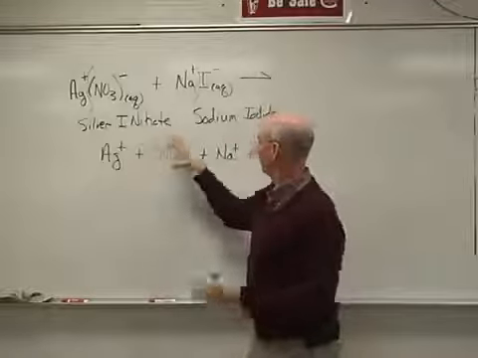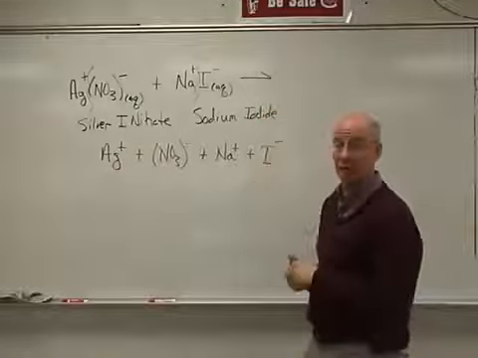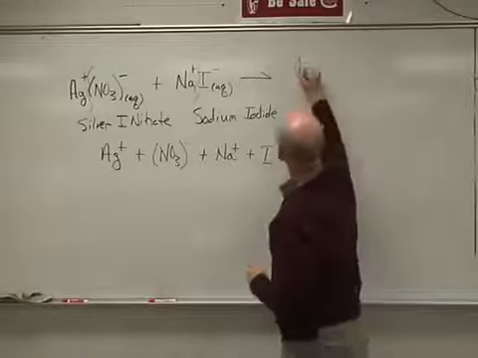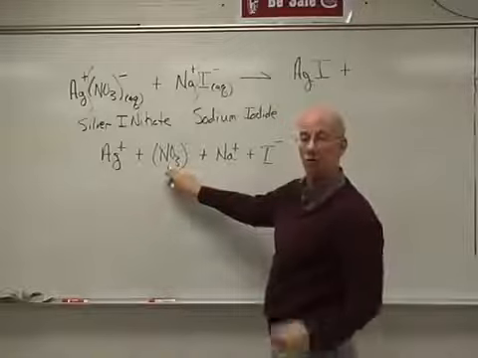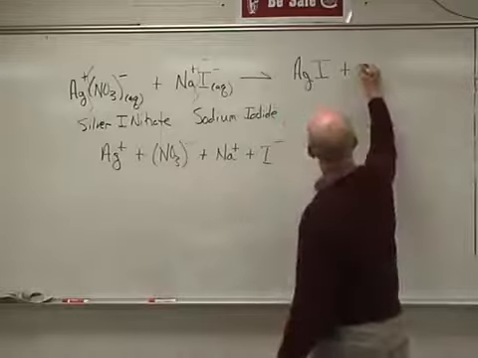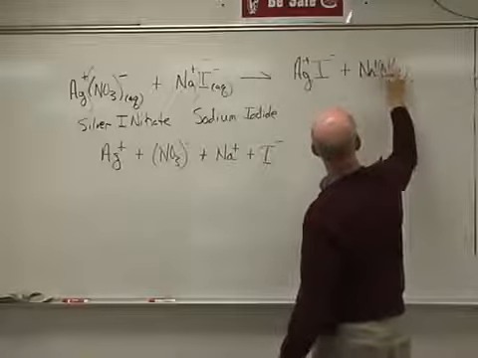That plus, if we put all these together, that plus could find its way to that minus, and that's exactly what happened. We get AgI, and what's left over? Na and NO3. We always put the positive one first. So Na plus and NO3 minus.